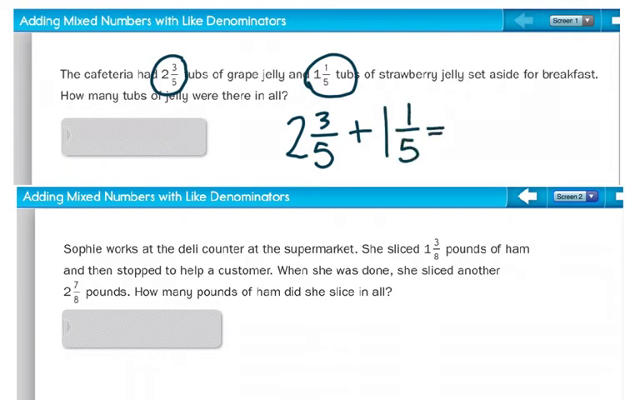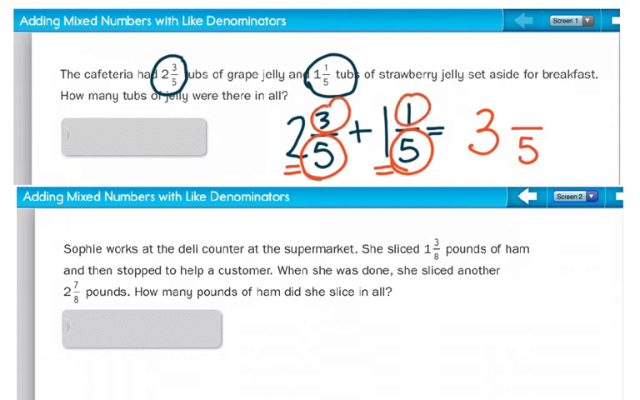When adding mixed numbers, the first thing that we're going to do is just recognize that the denominators are the same. We call those like denominators. So all we need to do here is go ahead and add the whole numbers. 2 plus 1 is 3. Fifths stays the same. And then we go ahead and add the numerators. 3 plus 1 is 4. 3 4/5 tubs of jelly.